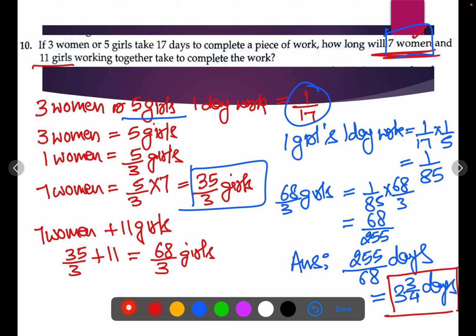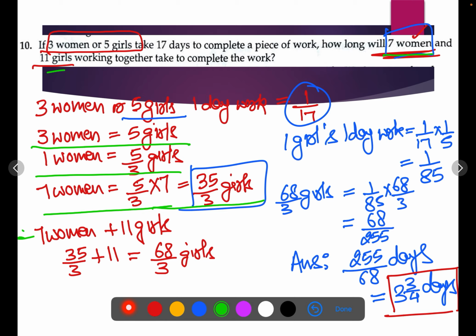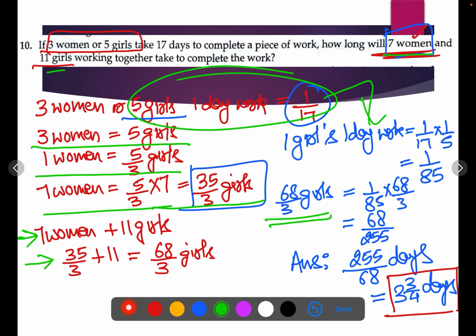This is a very general form that you will see frequently. Here what we have done is we have the capacity which is given equal. I have made the conversion. 3 women, 5 girls, 1 woman, how many girls? Here 7 women, 11 girls. So 7 women is equal to 11 girls. Converted this into only girls. Now using the same, for 5 girls it was 1 upon 17. So 1 girl it is 1 upon 85. For this much girl, unitary method, find the answer. I hope the question is clear to you.